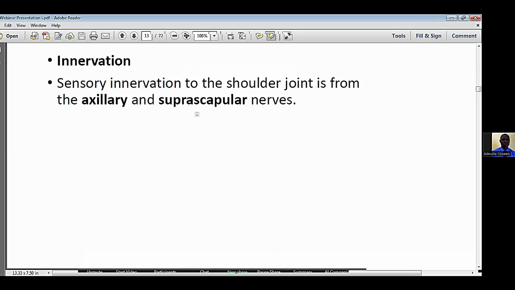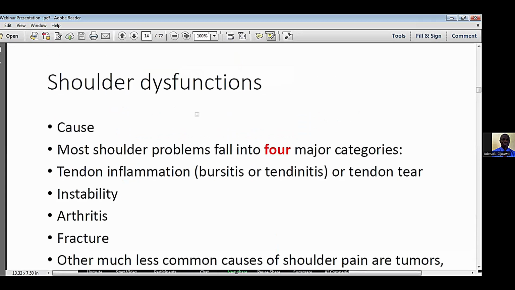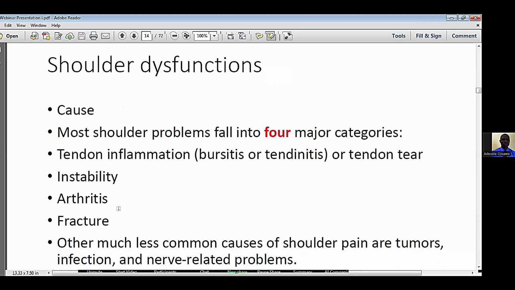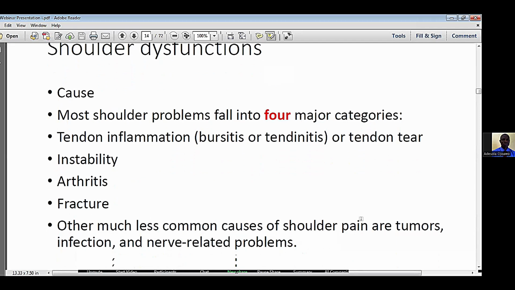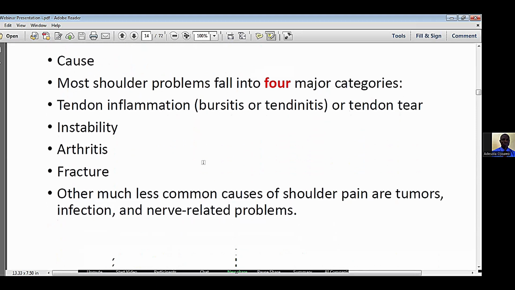Yes, there can be some dysfunctions. I always state these dysfunctions here. We are going to discuss on them as we are moving on. Most of them are instability, arthritis, fracture, and other shoulder and nerve related problems. We are going to discuss more on this as we are going on.